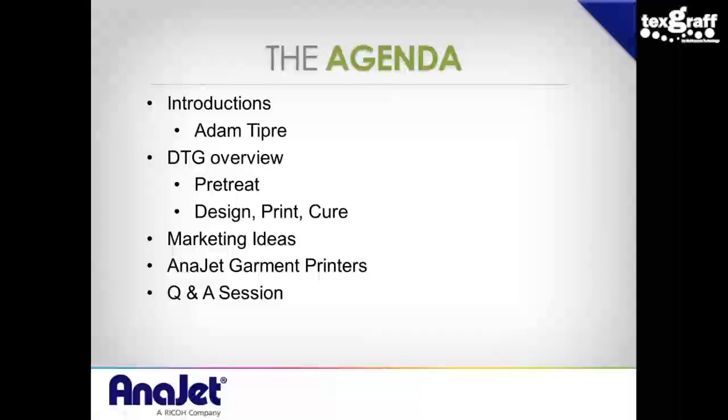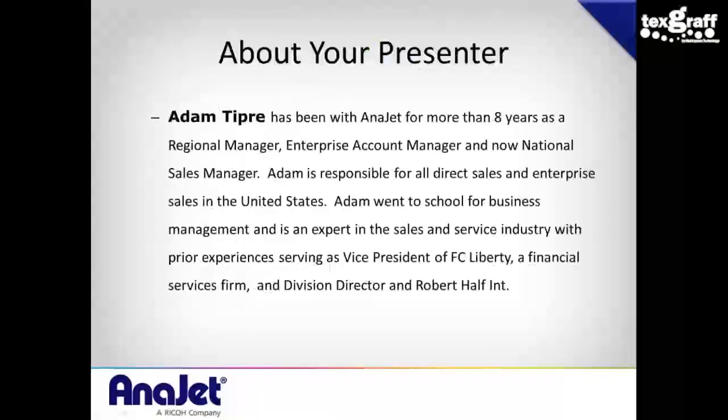So let me tell you a little bit about myself. My name is Adam DTG. I've been with AnaJet for more than 8 years. I started as a regional manager, which was basically on the sales side of things. Moved into an enterprise account manager role, where I was working with our larger volume customers, the large corporate clients, which gave me a whole new perspective on the process, and which is why I think it'll be really valuable for you to hear the next few slides. And now I'm the national sales manager, which means I handle all of the United States and Canada from a sales aspect.